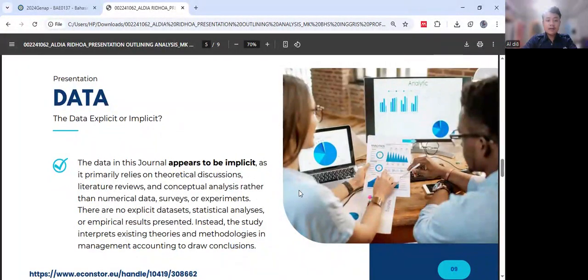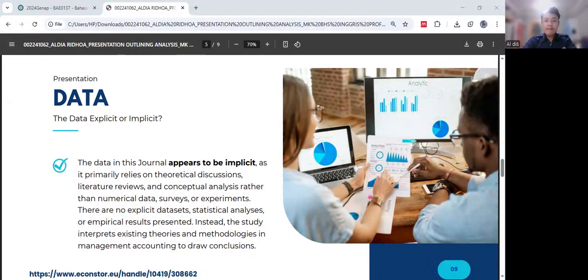The data in this journal appears to be implicit. Implicit data refers to information that is not explicitly stated or directly provided, but can be inferred or deduced from other available data. This data can provide insight into attitudes, preferences, and other underlying factors that may not be immediately obvious. Implicit data is often derived through analysis of patterns or relationships within a dataset, rather than from direct observation or measurement.